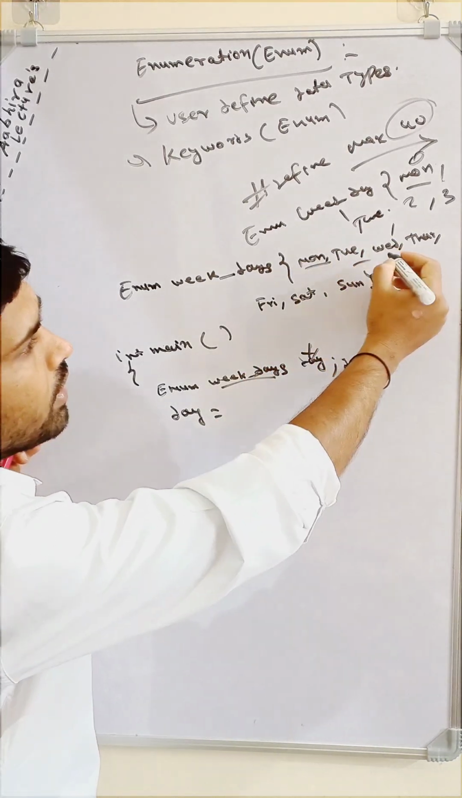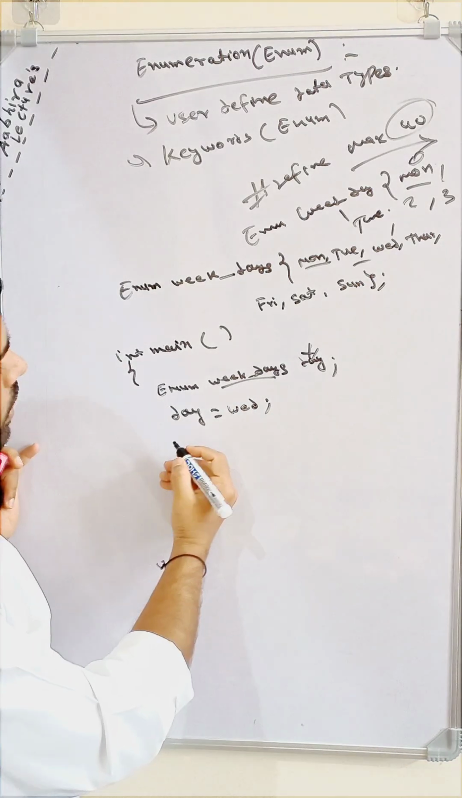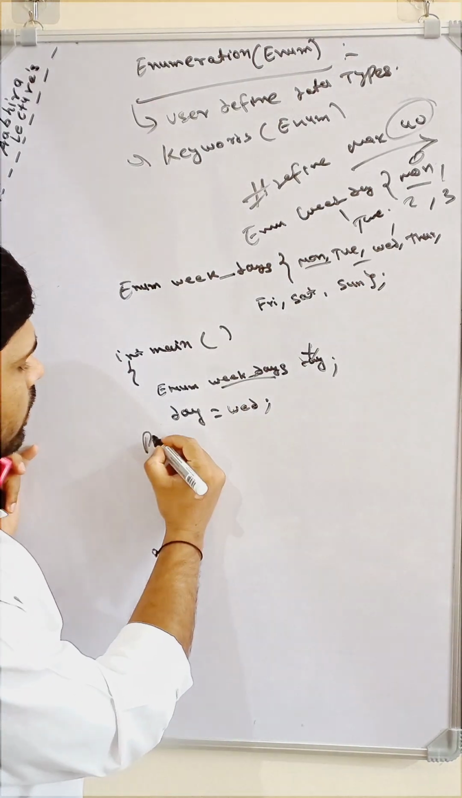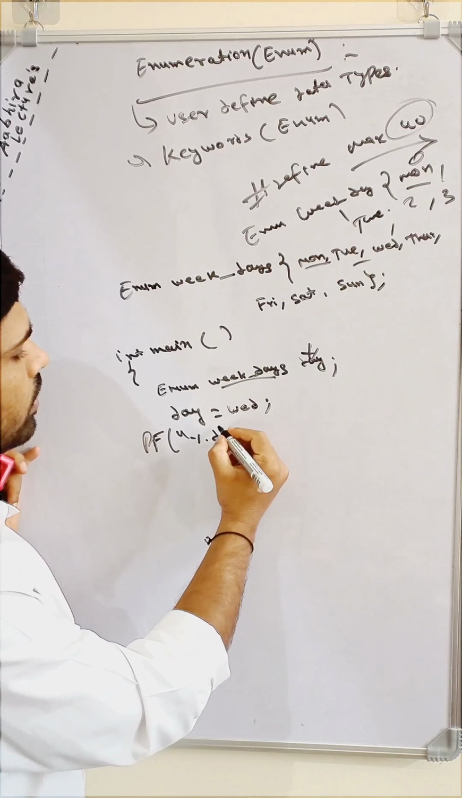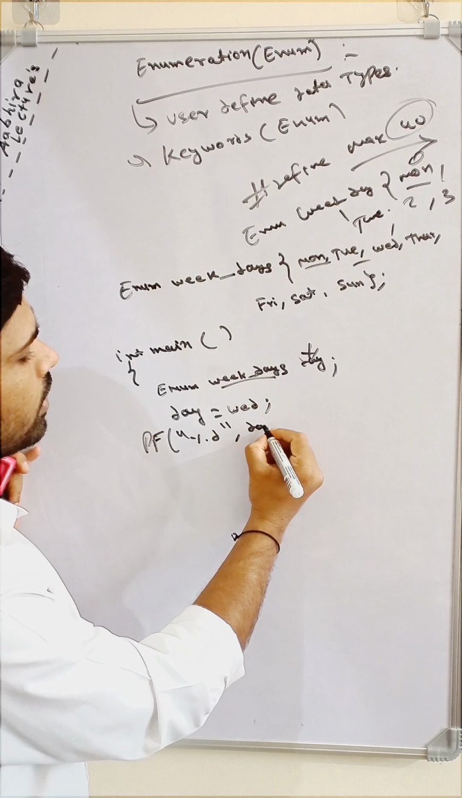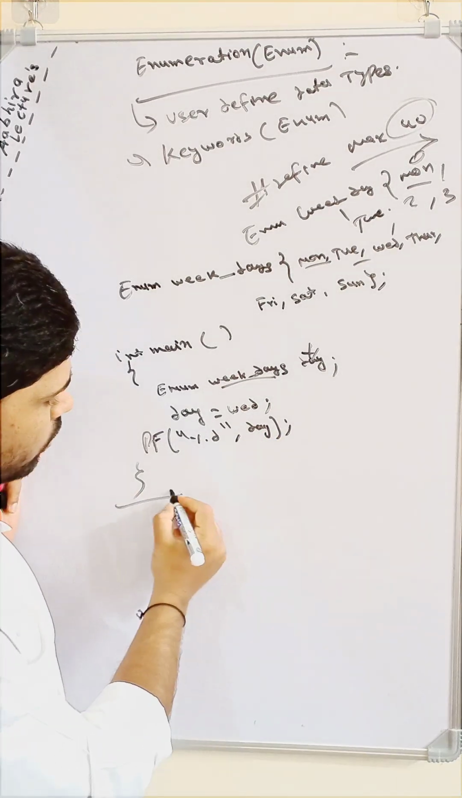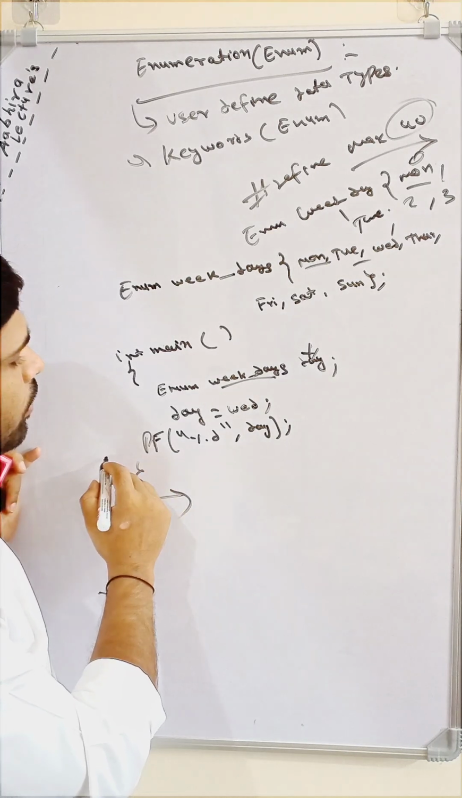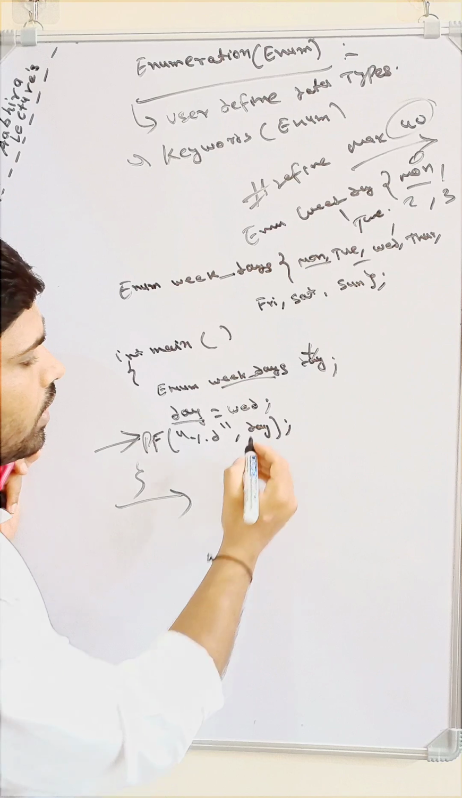Anything, take Wednesday, close semicolon, then print here: printf percentage d, then day, close the bracket. What will the output be? It will go inside and check Wednesday.